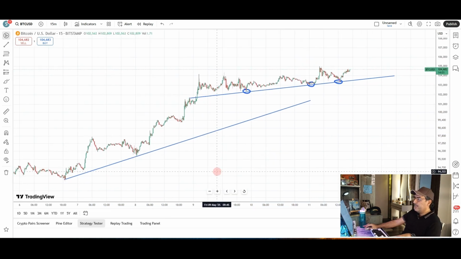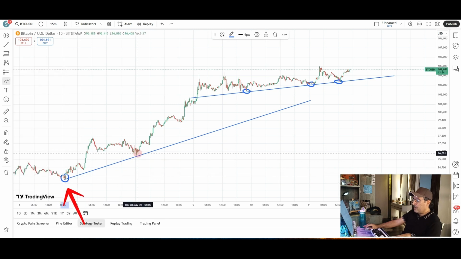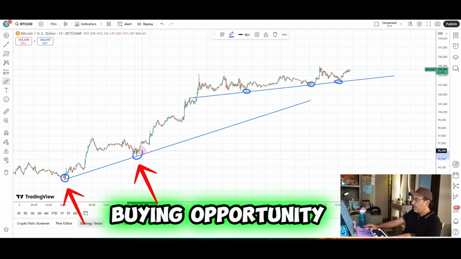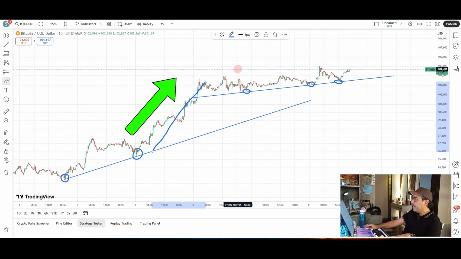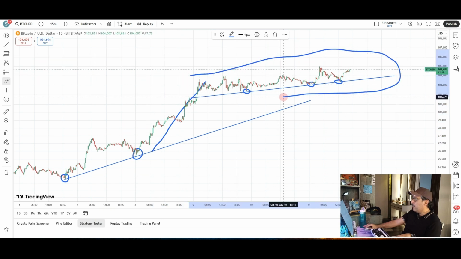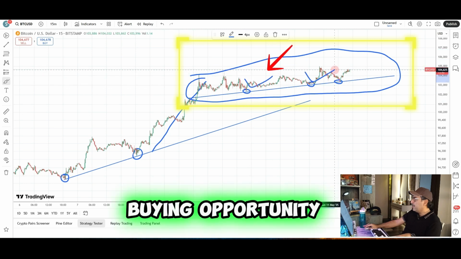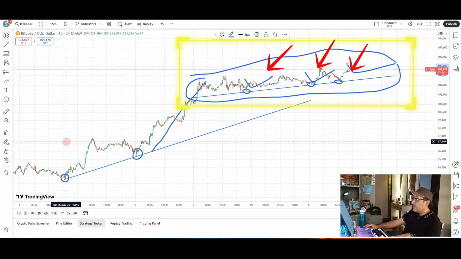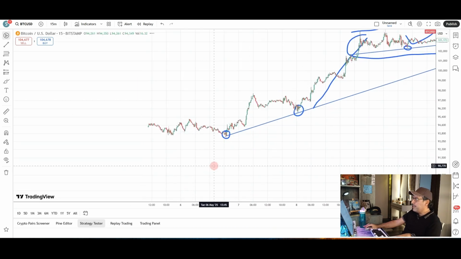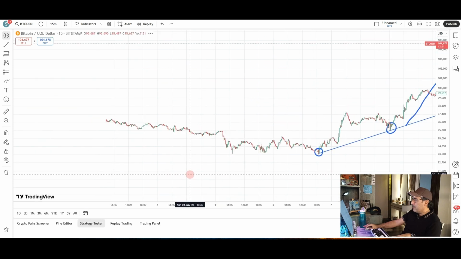Now you can see the trend. This is the main trend, the primary trend. One, a buying opportunity. Two, a buying opportunity. And then an aggressive move. Another trend line formation over here. A buying opportunity over here, here, and here. This is how the whole system works. This is how the trading methodology works.